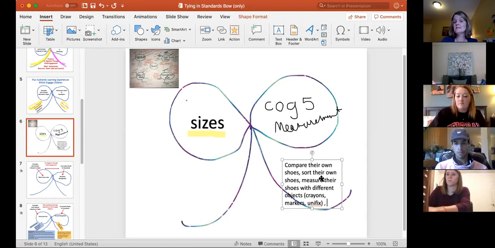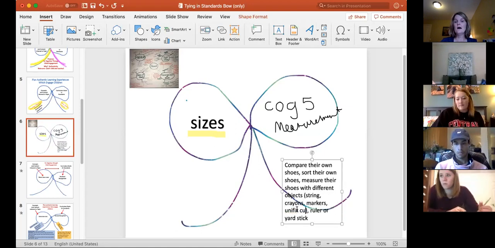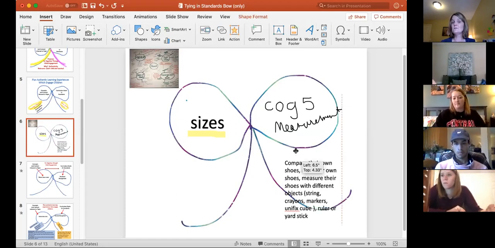And then we might also have, because I think I heard Dina say something about a ruler, maybe a yardstick, right? We might also have string. String, yep, that would be another non-standard measure. Okay, so you get the idea, right? These are lots of things that the children could do. Could they do anything else?